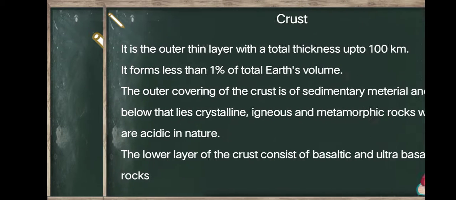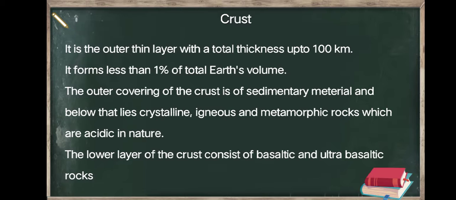The first layer is the crust. It is the outer thin layer with a total thickness of up to 100 km. And after 100 km there is the asthenosphere, which is a part of the mantle. It forms less than 1% of the total Earth's volume. The outer covering of the crust is of sedimentary material, and below that lie crystalline igneous and metamorphic rocks, which are basically acidic in nature. The lower layer of the crust consists of basaltic and ultra-basaltic rocks.